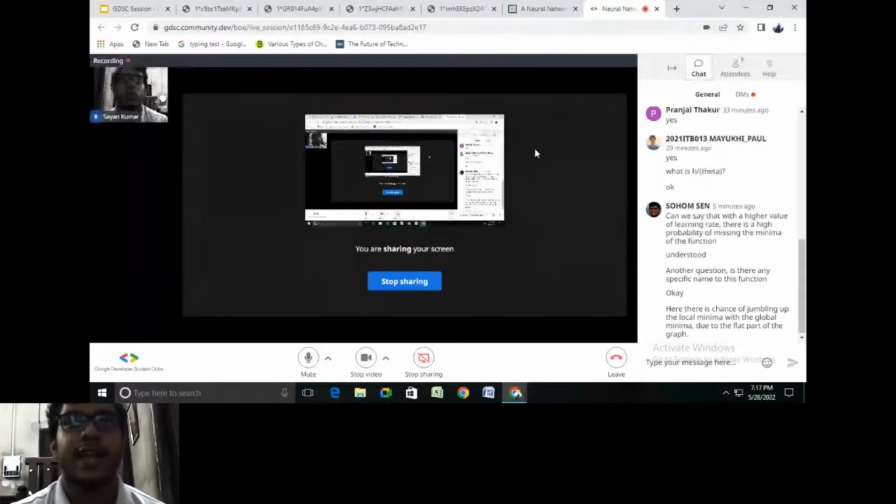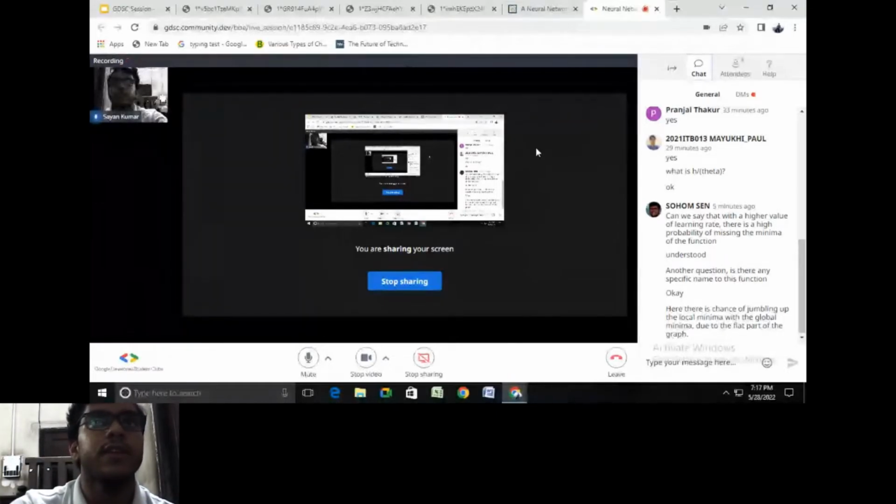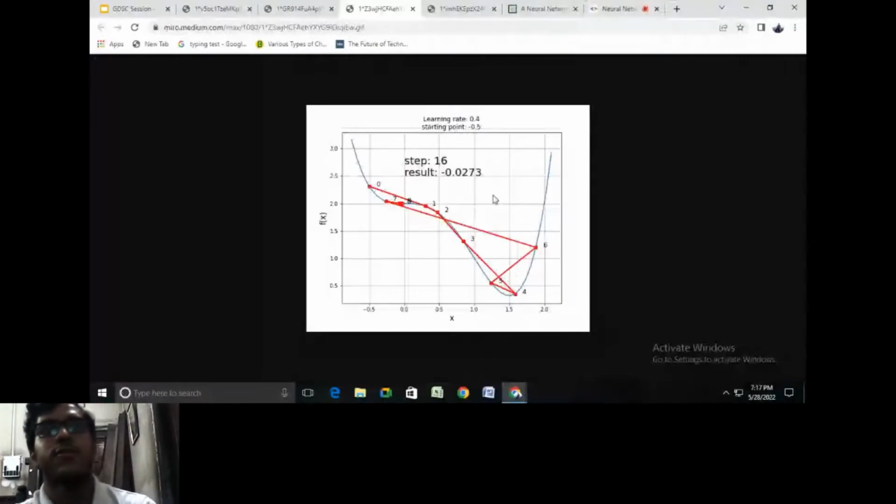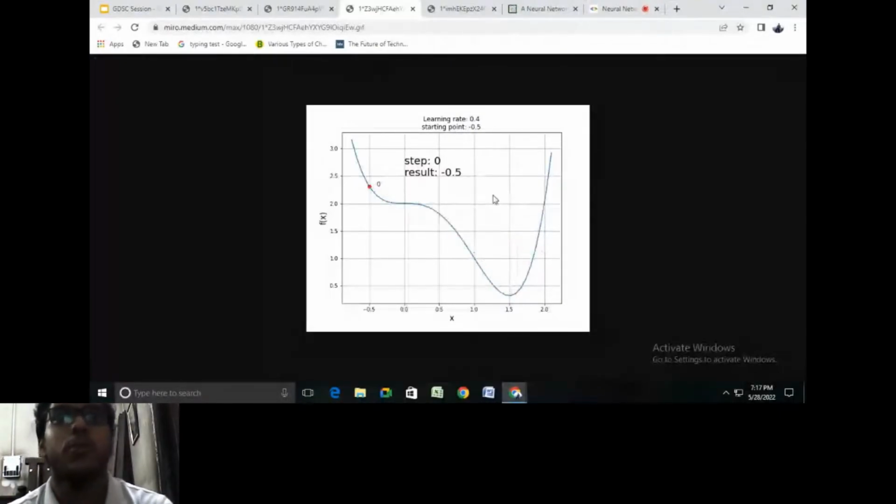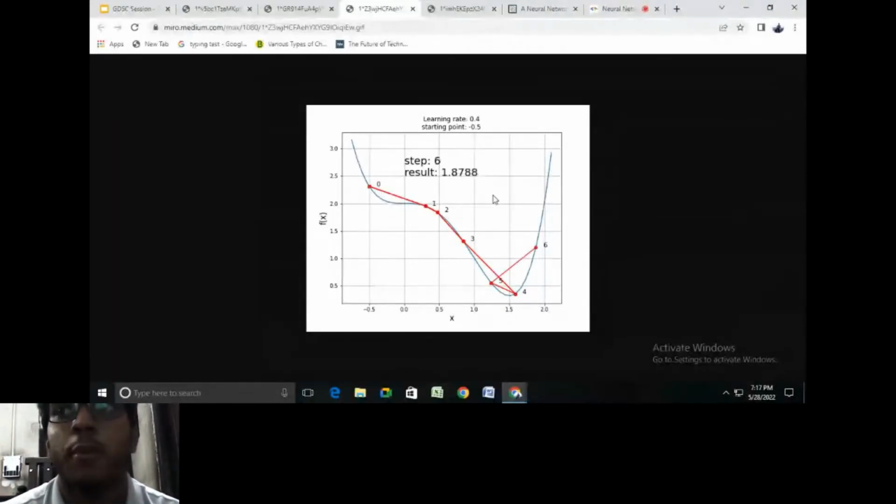So that is where this learning rate term becomes important, because learning rate helps us to find the global minimum. When there are situations where there is a possibility of this gradient descent algorithm getting stuck at a local minimum, we need to adjust the learning rate.